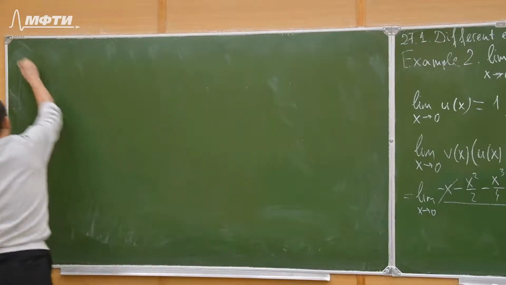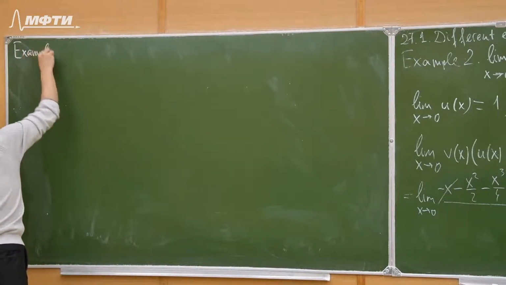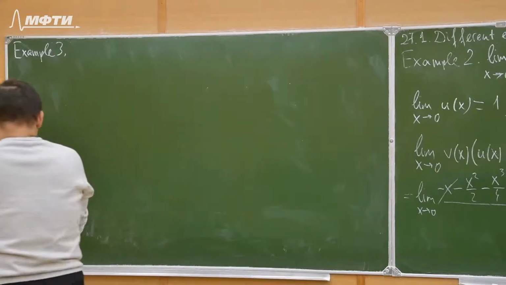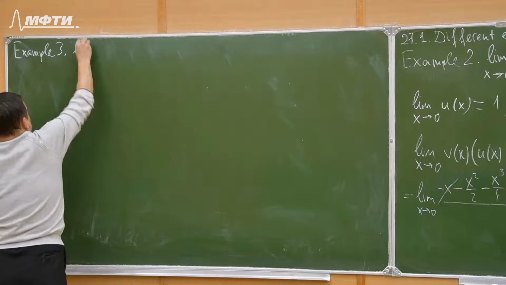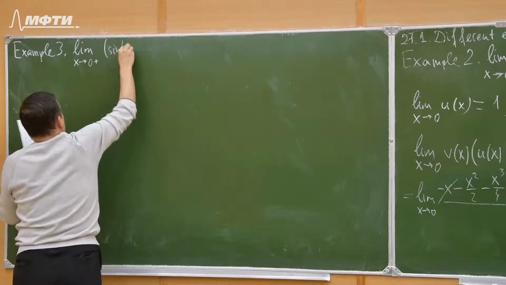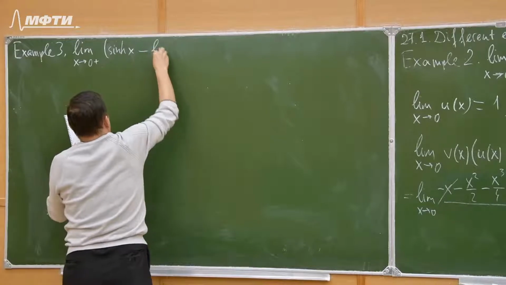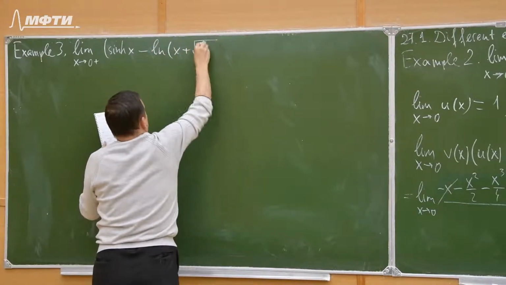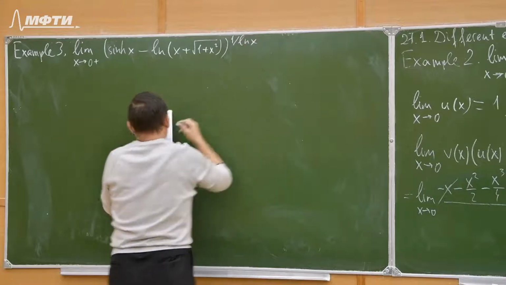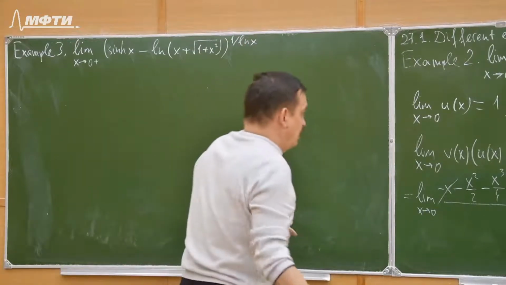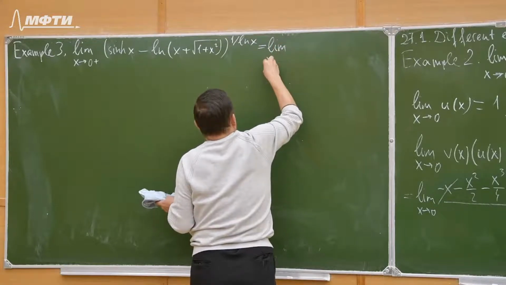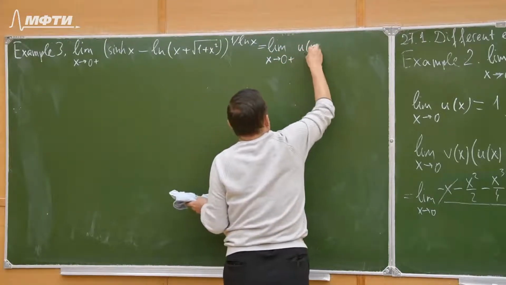So example 3. Limit as x tends to 0 plus sine hyperbolic x minus logarithm x plus square root of 1 plus x squared, power 1 over logarithm x.